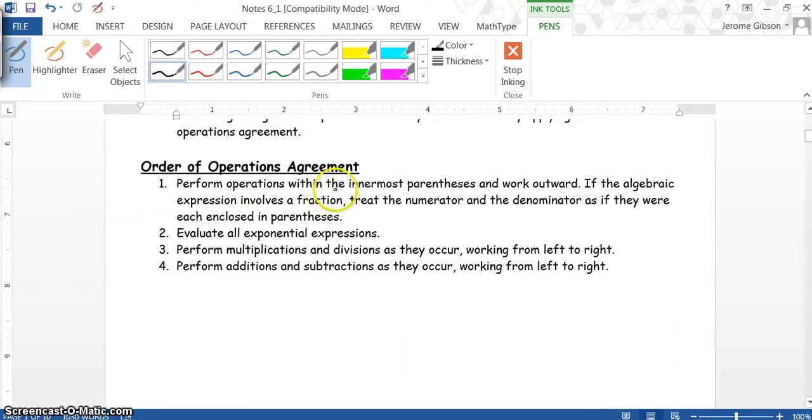Order of operations agreement. We must perform operations within the innermost parentheses and work outward. If the algebraic expression involves a fraction, treat the numerator and the denominator as if they were each enclosed in parentheses. Evaluate all exponential expressions. Perform multiplications and divisions as they occur, working from left to right, and perform additions and subtractions as they occur, working from left to right.